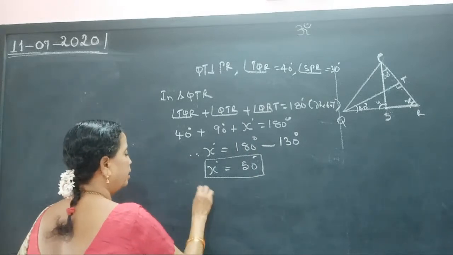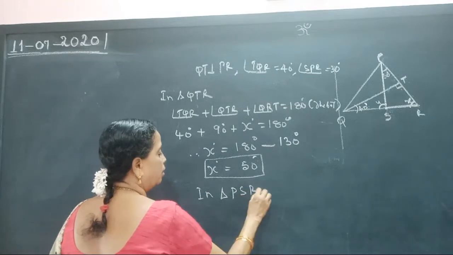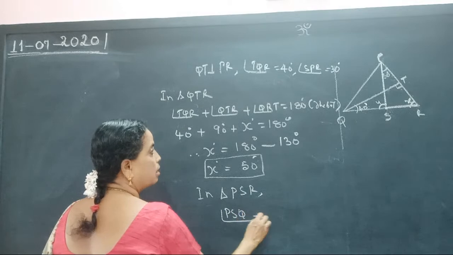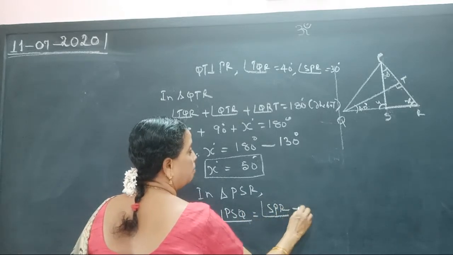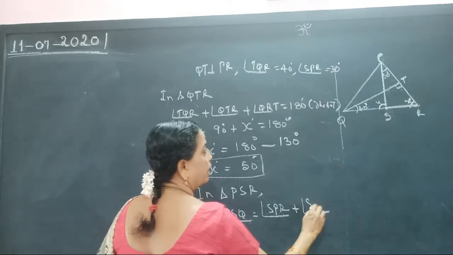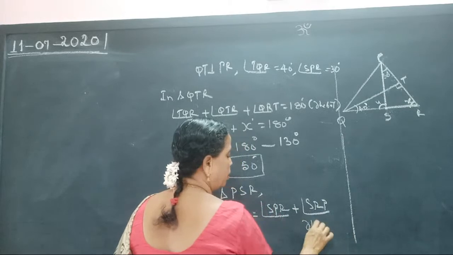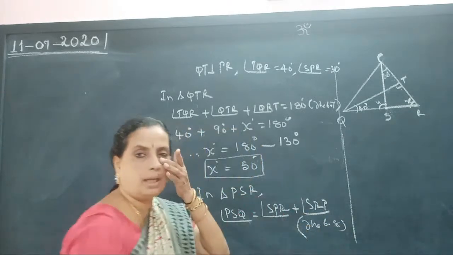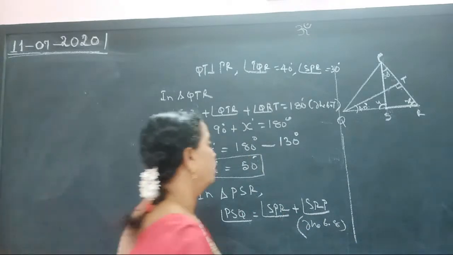Then you write in triangle PSR, angle PSQ equals angle SPR plus angle SRP. Theorem 6.8. See the figure, we are applying exterior angle property.